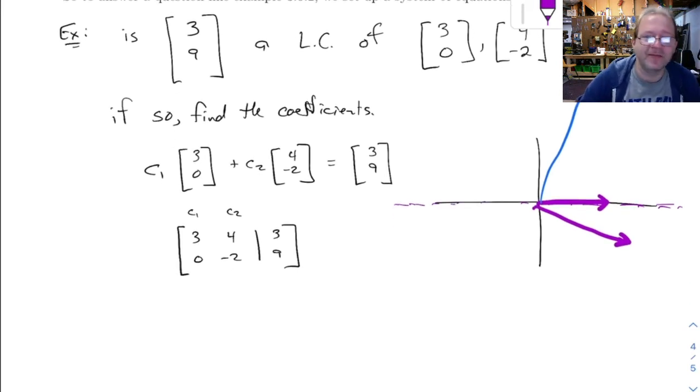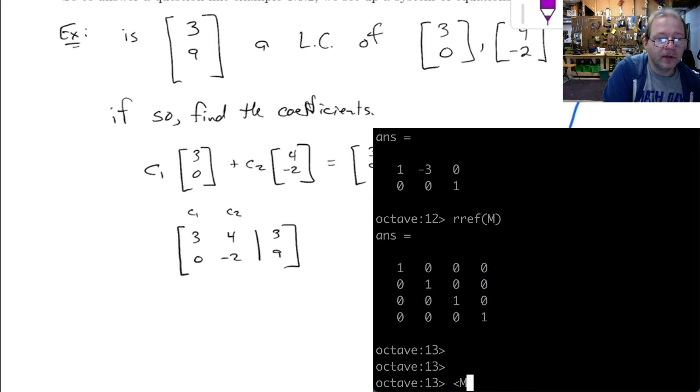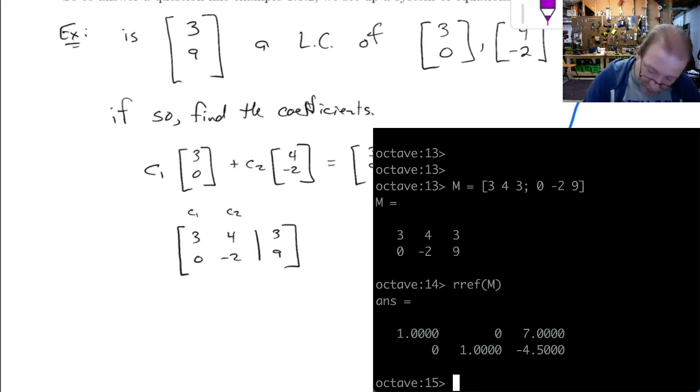That's an easy system to solve, but I'm still just going to use Octave for it. Let's see, my matrix here, m equals [3, 4, 3; 0, -2, 9]. And it gives me this, well, it gives me that because I typed it in. If I take its reduced row echelon form, it gives me that. So this reduces to [1, 0, 7; 0, 1, -4.5].